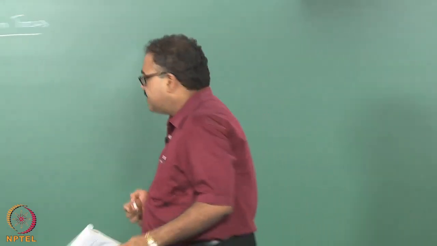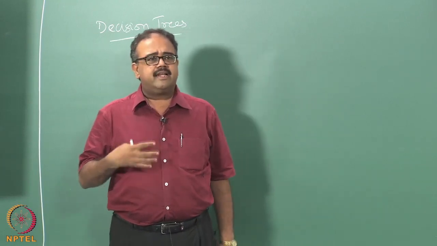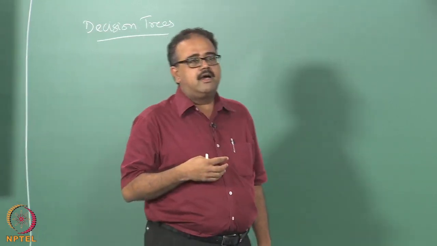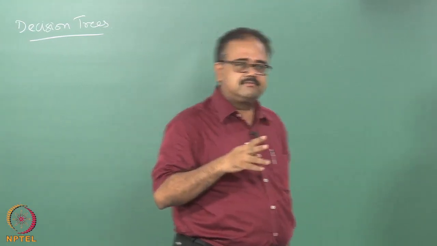But there are several other questions that we could ask. So when we talk about splitting attributes and split points, inherently we are assuming that our attributes are continuous, so that we can talk about a split point. So what happens if I have categorical attributes?